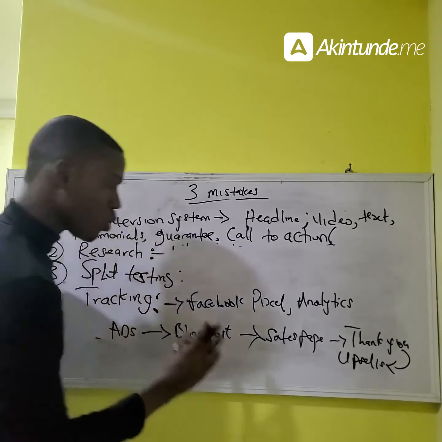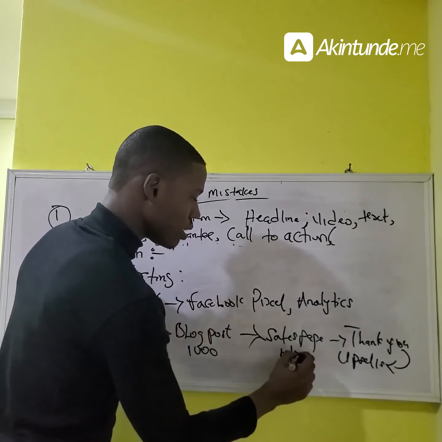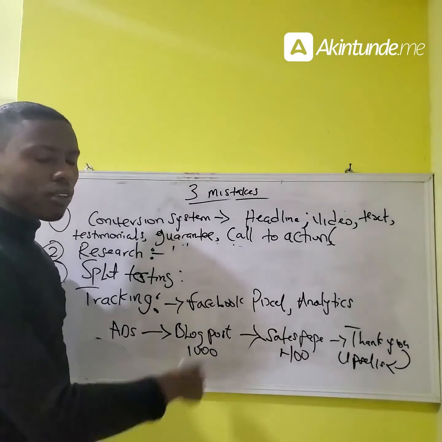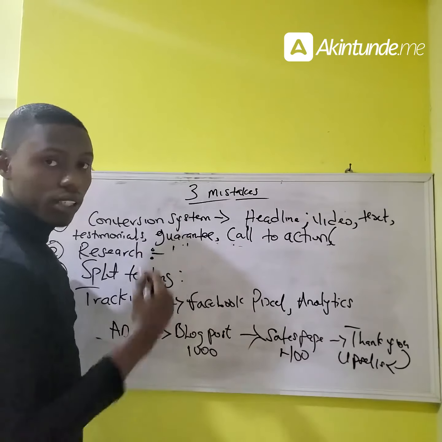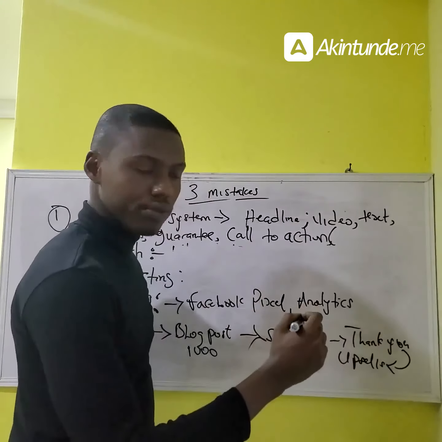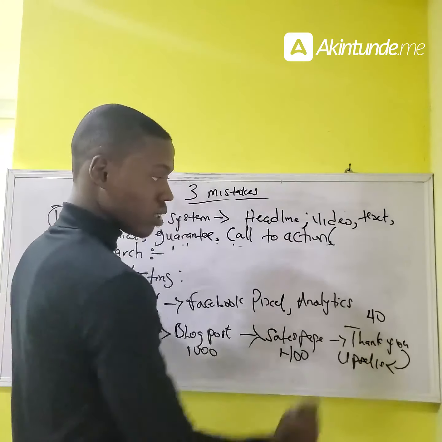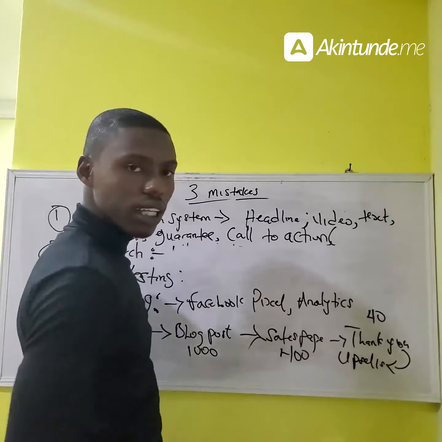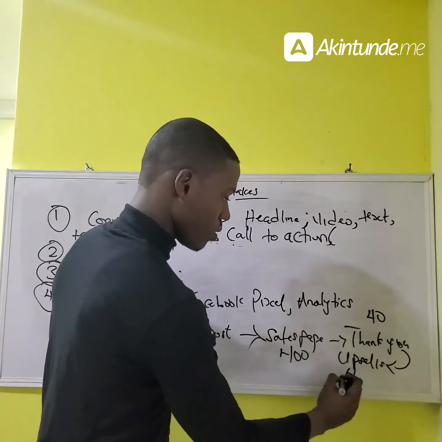But from the blog post, let's say 400 visited our sales page. Then from the 400, let's say at 10% conversion, let's just do 10%, which is high. Let's say 40 people bought. So 40 people went from here down here. That's you got 40 people. So from this 40, let's now assume 4 people took the upsells.